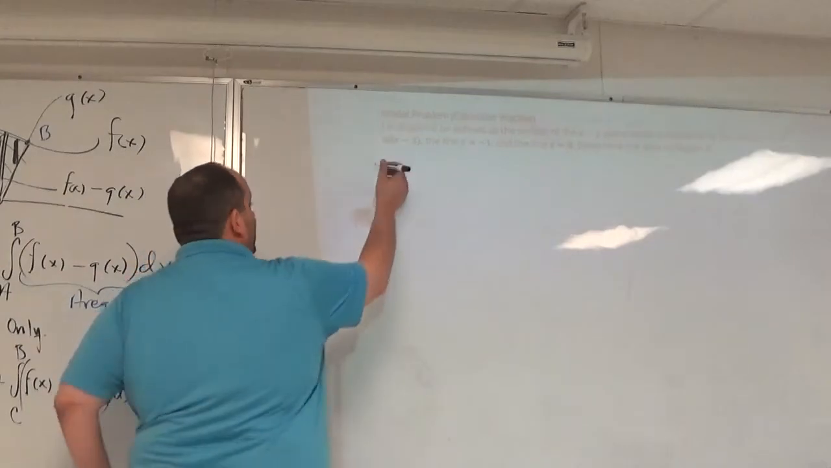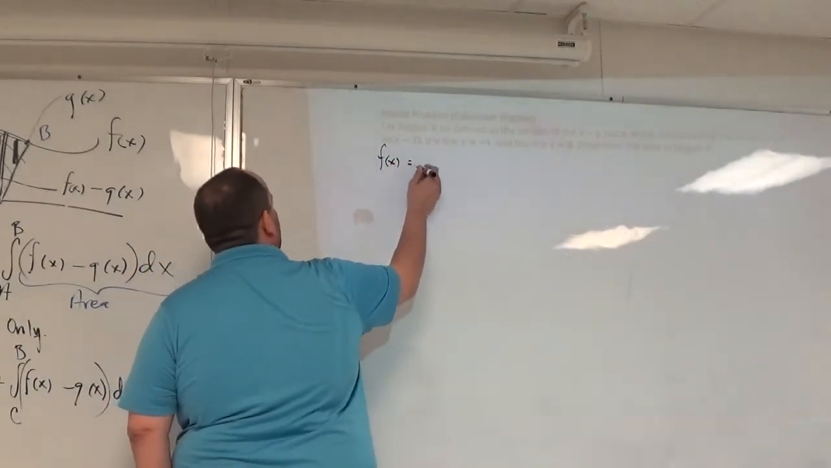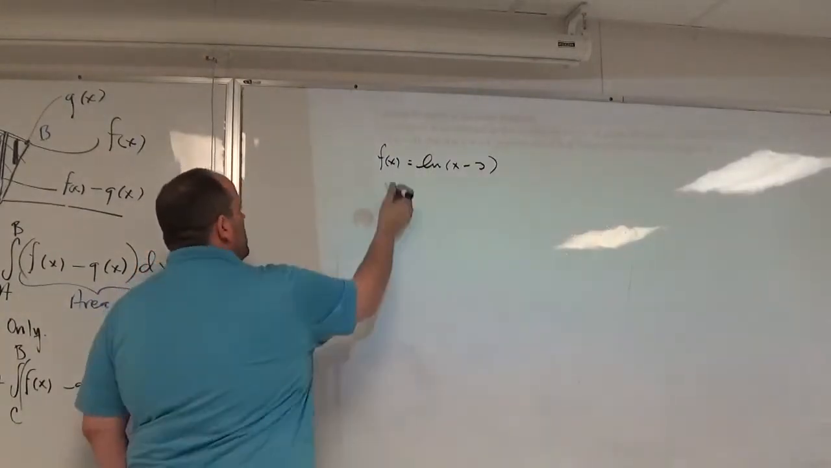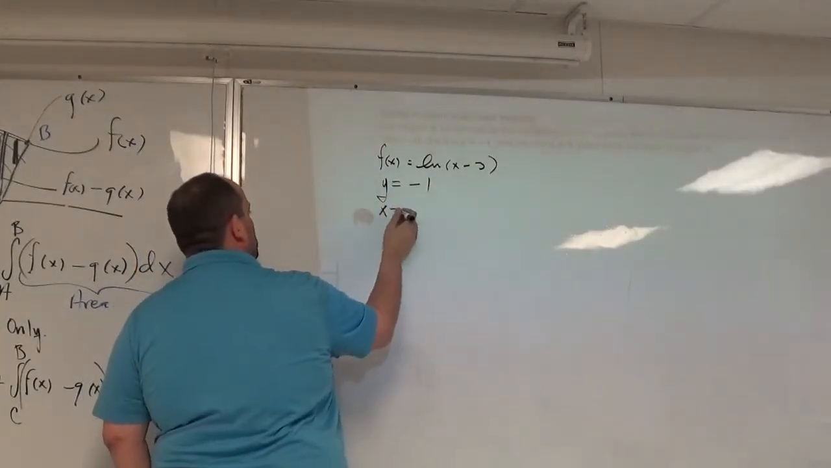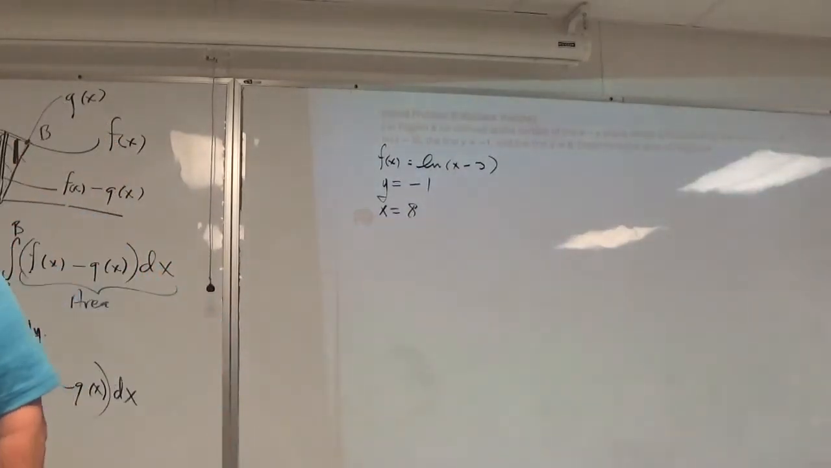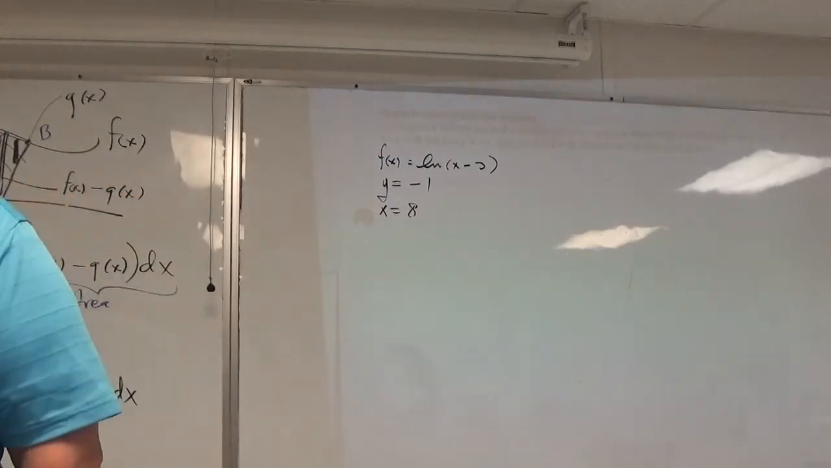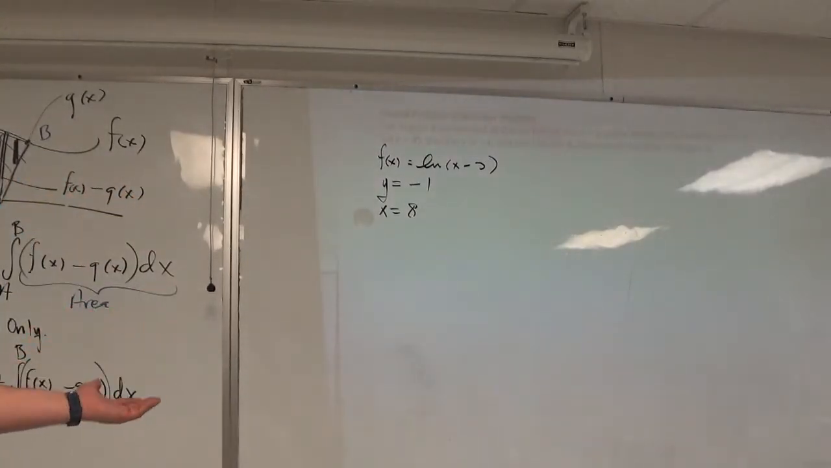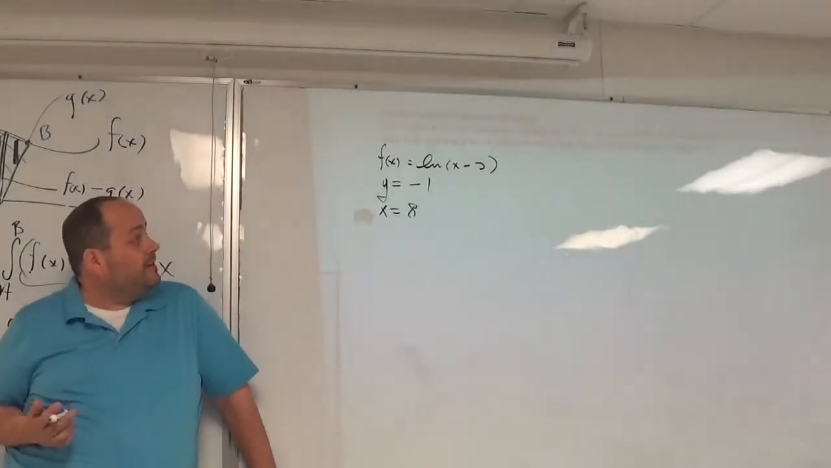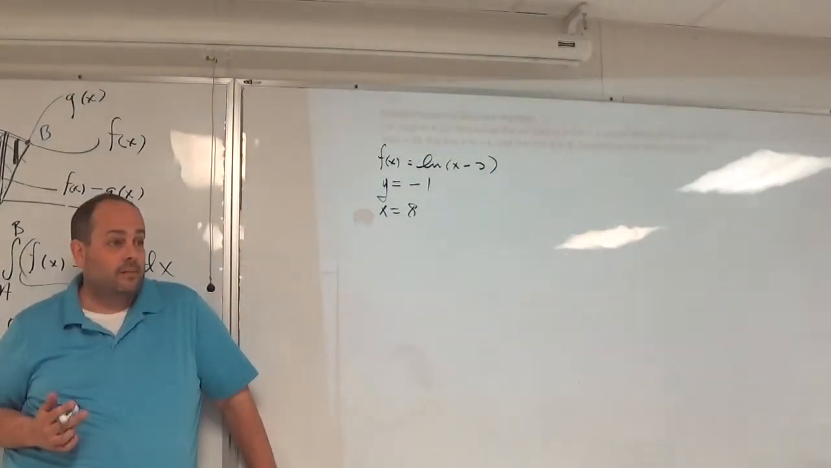We have f of x equals the natural log of x minus 3. We have y equals -1. And we have x equals 8. We have no graph. You have no integral yet. Get me the graph. Anybody know what the graph of natural log of x minus 3 looks like?